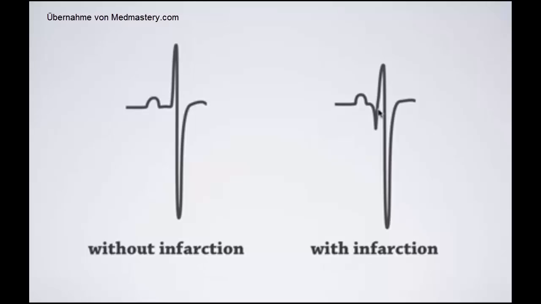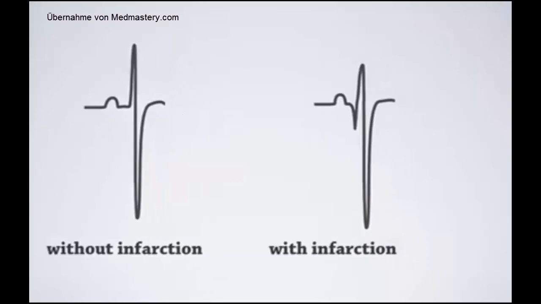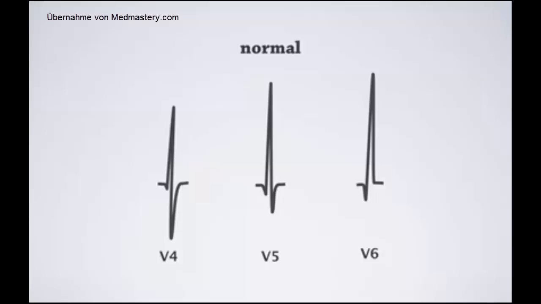There's only one problem, however. As you can see in this image, we normally see small Q waves in leads V5 and V6, and sometimes also in V4. So how will we know if the Qs that we see in the precordial leads are abnormal or not? Let me show you how it's done. Notice how the Qs get bigger as we go from V4 to V5 to V6 in normal patients.